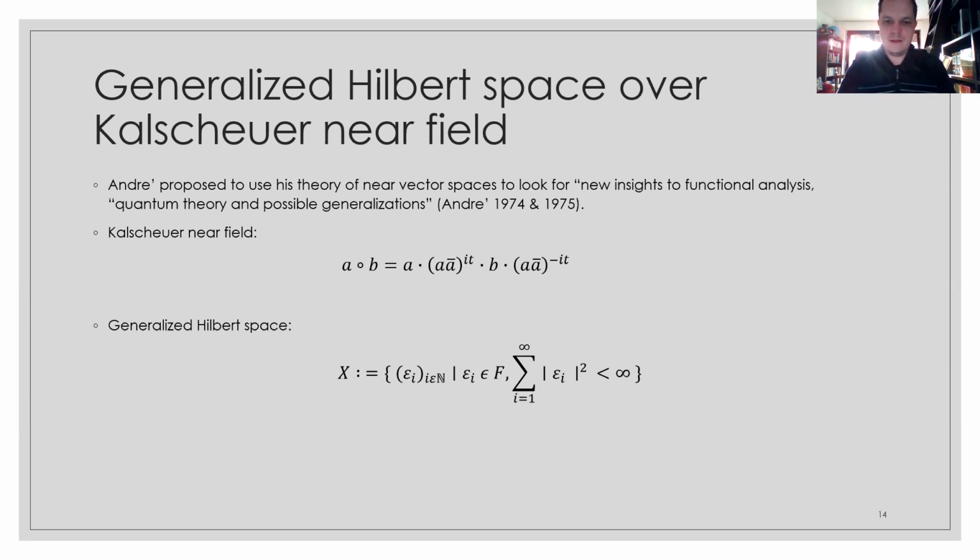And he proposed to define a generalized Hilbert space, which is shown below here, over the Karlsruhe near field, with elements from a Karlsruhe near field, and with squared absolute values of elements of the Karlsruhe near field as a generalization of the Hilbert space. And his hope was that one can generalize quantum theory by using this generalized Hilbert space, which would be a kind of nonlinear Hilbert space, if you like. I quote his motivation: maybe this near vector space allowed to get new insights into functional analysis and quantum theory and possible generalizations of quantum theory. So this was his motivation.